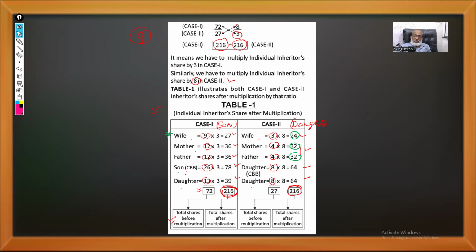While in case of the son and daughter, there is no son present here. Only the daughter is there, only the wife is present, the mother is present, the father is present, and daughter 1 is present. So daughter 1's minimum share in case 1 is 39. So we will pay to the present heirs 24 share, 32 share, 32 share, and the 39 share. And the rest of the share will be saved until the birth of the baby.